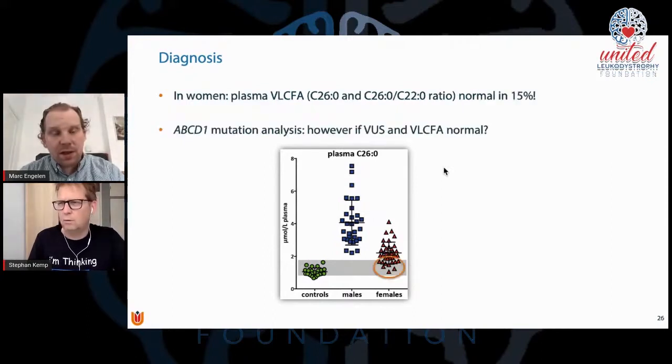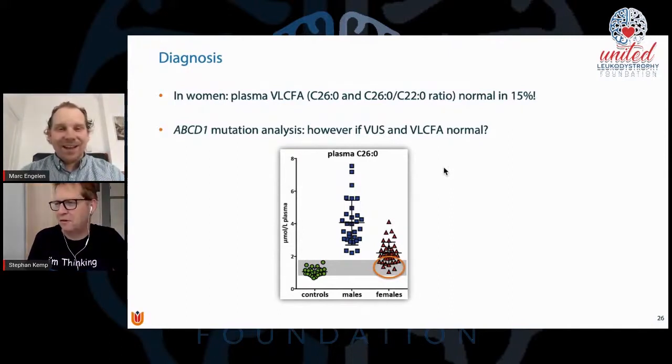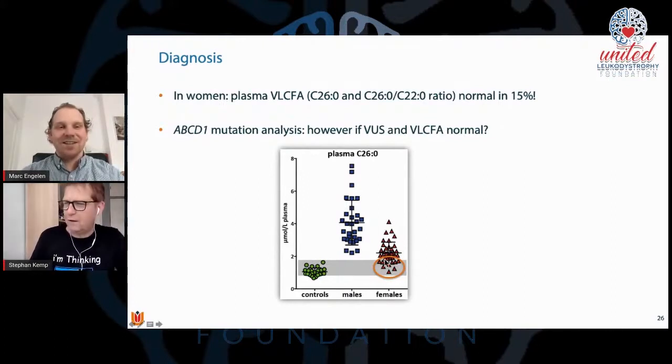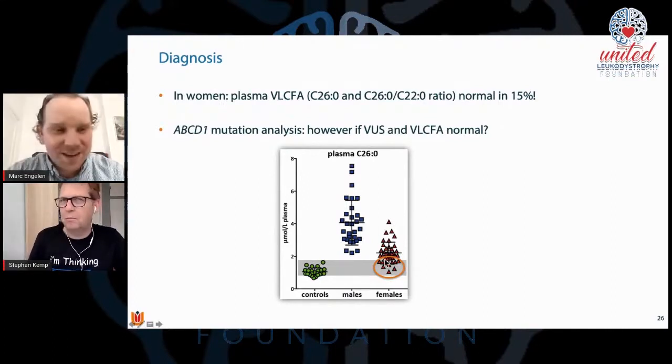Can I have the next one? This one. Oh, sorry, this is about the women. We can skip this one. This is the 15% that have normal levels, that's the orange circle here. And that is, of course, the problem. This could be a false negative.